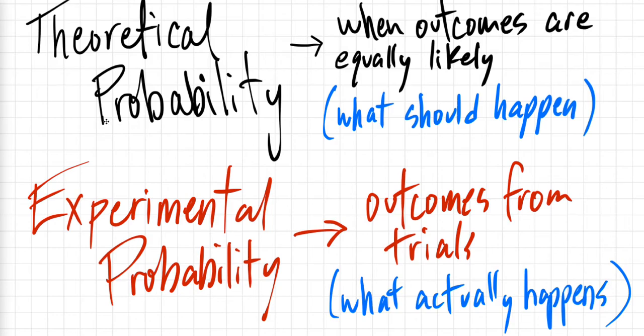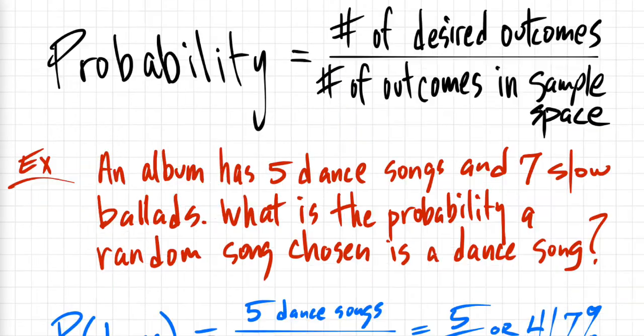But the whole point of probability is to predict how likely something is to happen in the future. Okay. Now, if you want a definition, probability is the number of desired outcomes divided by the number of outcomes in the sample space. That sounds way worse.